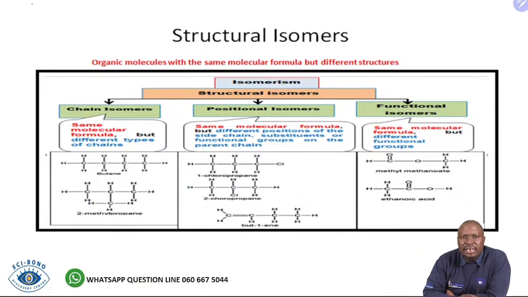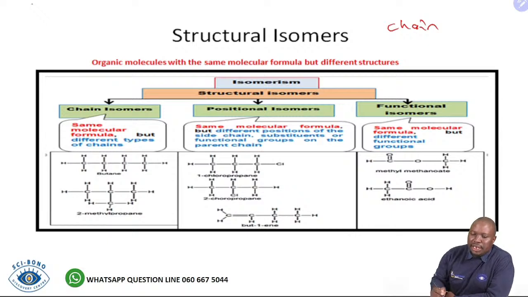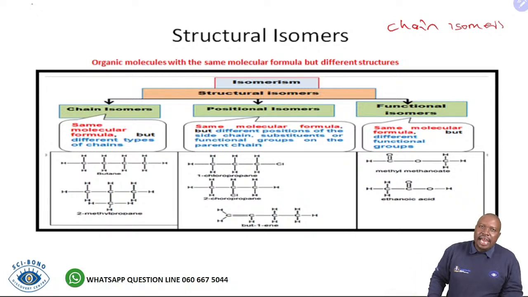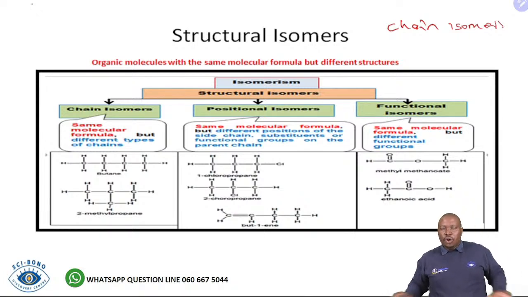Now, as I indicated, we're going to do isomers, structural isomers. The first one is what we call chain isomers. Remember, when I started, I said we have branched and unbranched chains. So immediately when we have branches, we start to have chain isomers. So that's what is happening.